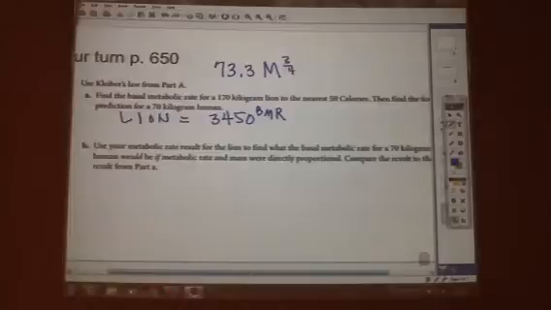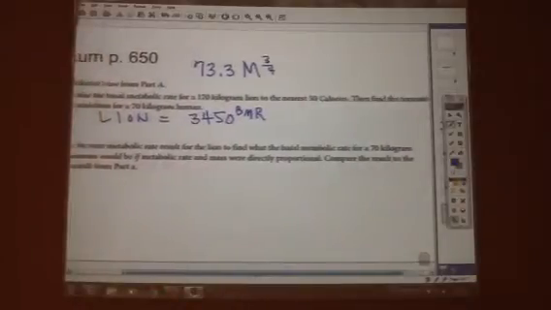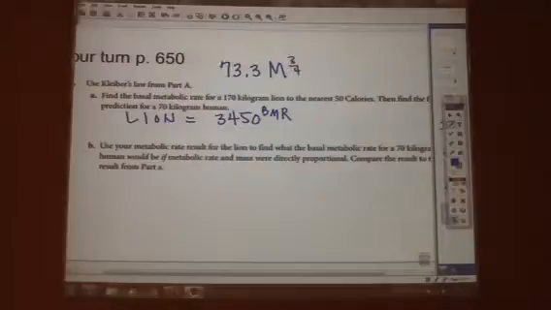All right, then find the formula's predicted rate for a 70 kilogram human. So now we're looking for a human that is 70 kilograms. 1,773. To the nearest 50? 1,750. Okay, so that is the basal metabolic rate.